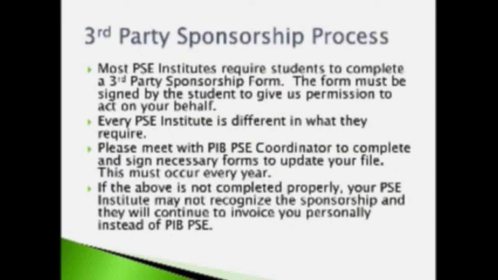Third-party sponsorship process. Most PSE institutes require students to complete a third-party sponsorship form. The form must be signed by the student to give us permission to act on your behalf. Every PSE institute is different in what they require. Mainly TRU, UBC, SFU have these kinds of forms. Okanagan College does not. Please meet with the PIB PSE coordinator to complete and sign necessary forms to update your file. This must occur every year.